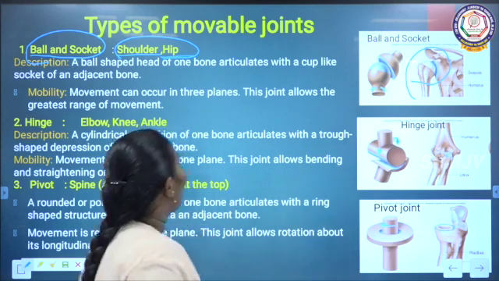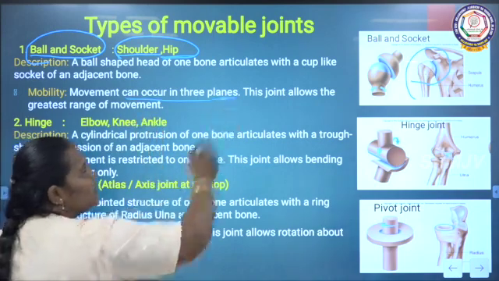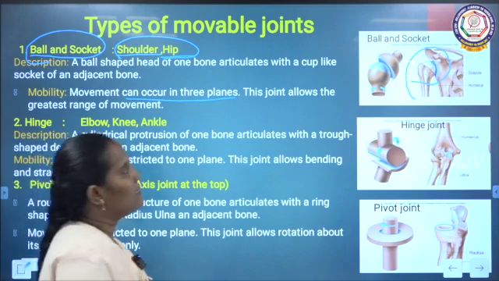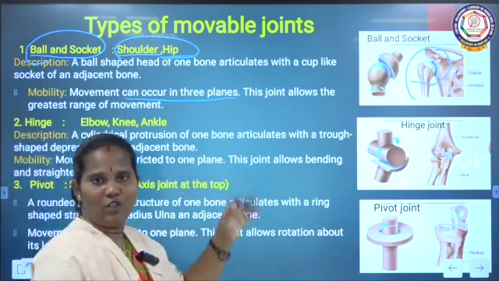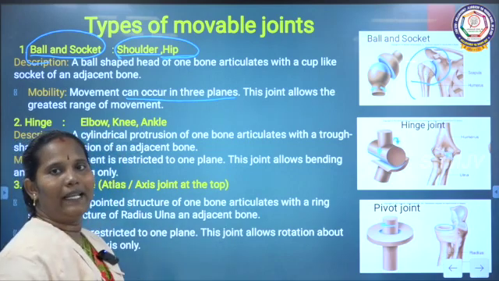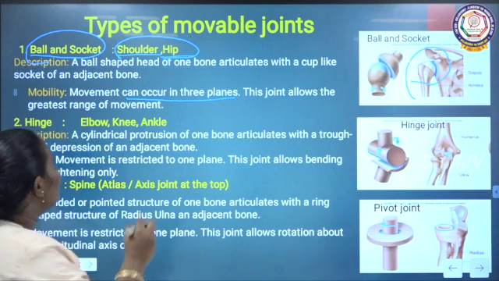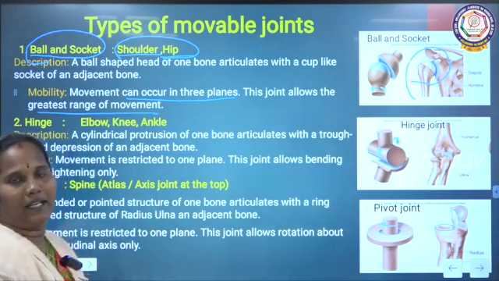Okay, next one. Here the 3 planes of movement occur. It is the greatest movable joint. It is the greatest compared to the other 5 types. The greatest range of movement occurs in this type, the ball and socket.